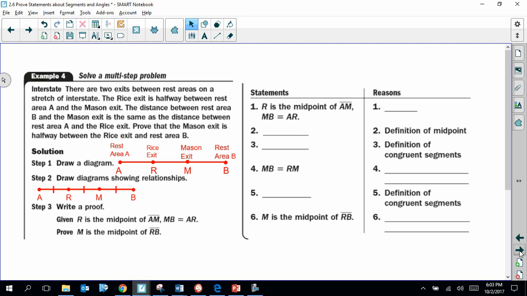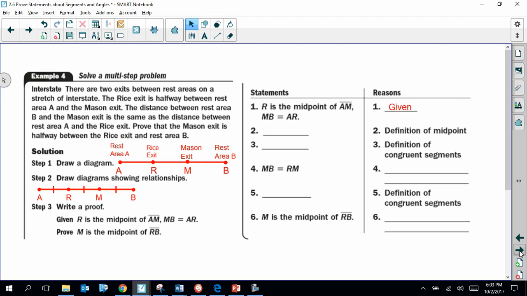Well, the proof that we're asked to do is to prove that point M is the midpoint of segment RB. Taking the information that's given to me, we're going to say R is the midpoint of AM and that MB is equal to AR. So you can see in the first statement, we're combining both of those at the same time, so that way we don't have to write it down twice.